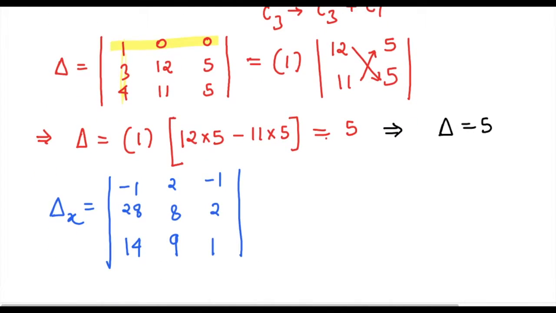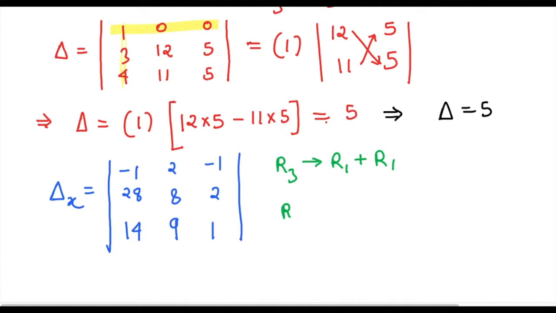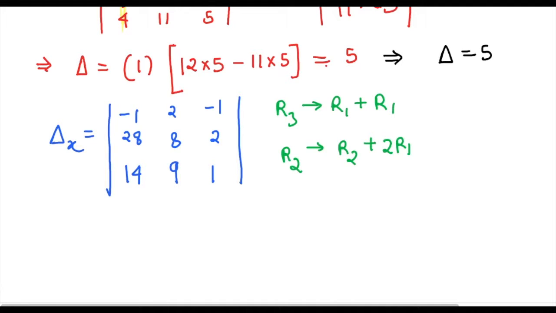Now we will solve it very easily. What we will do: in row R3 I am going to add row R1, and in row R2 I am going to add twice of row R1. By doing this, we will get the maximum number of zeros.